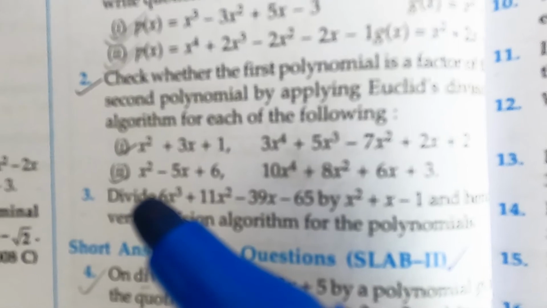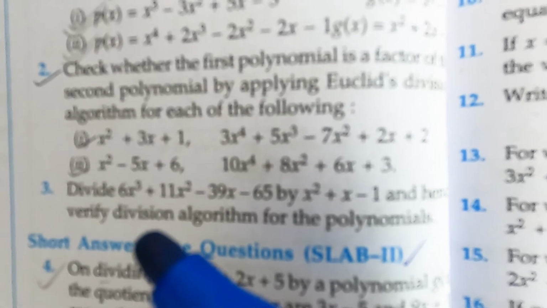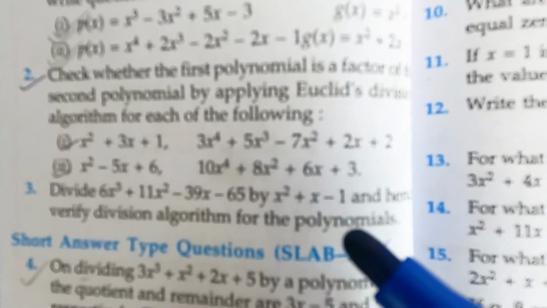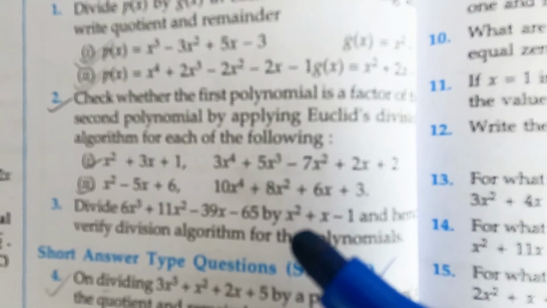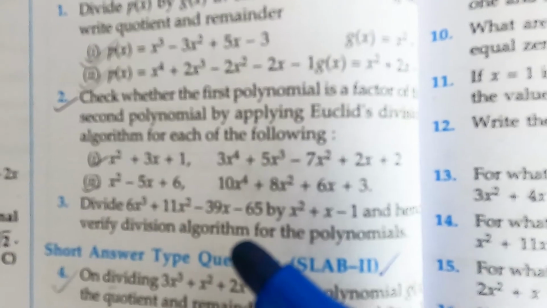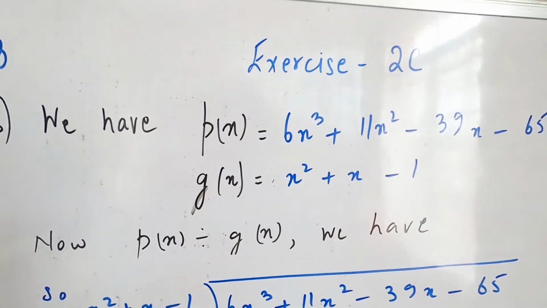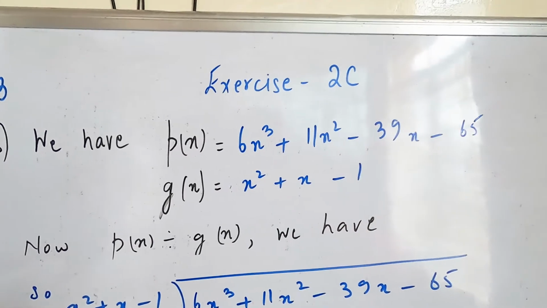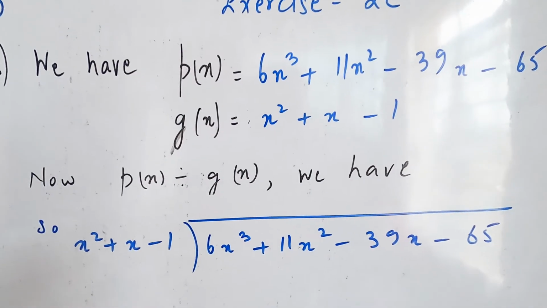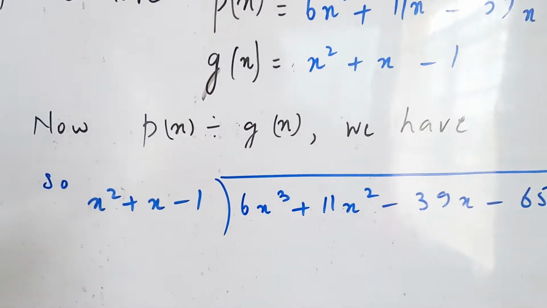All right, students, we'll be starting with question number 3. Divide px by gx, and hence verify the division algorithm for the polynomial. Question number 3 is also exactly the same as question number 2, but in this case we need to verify using the division algorithm, which I will show to you. So in this case we have px and gx. Now we will divide px by gx and see the remainder and the quotient.